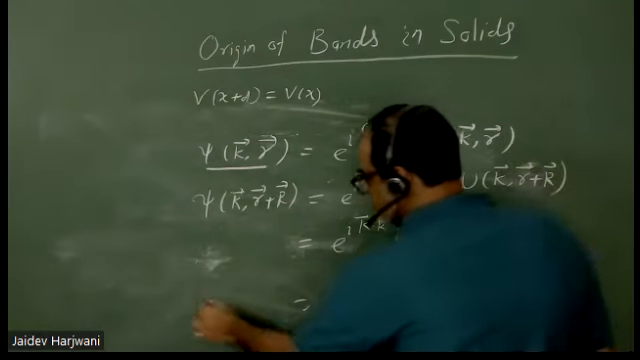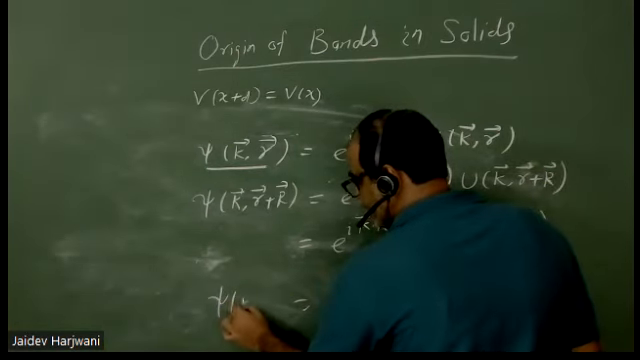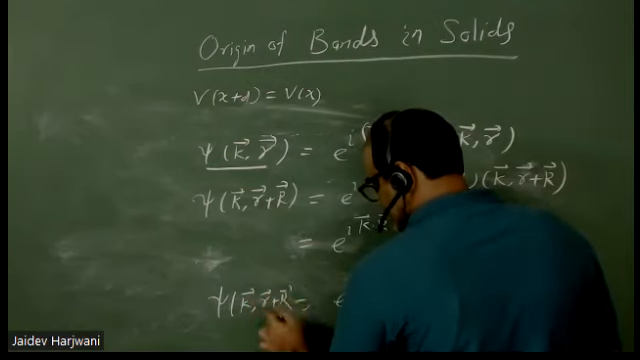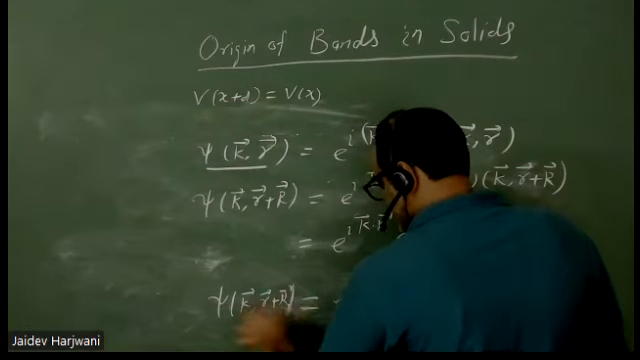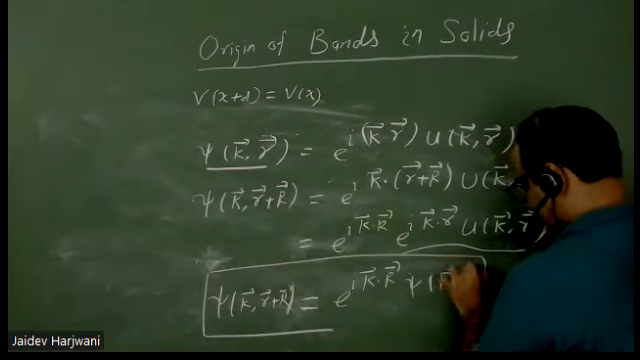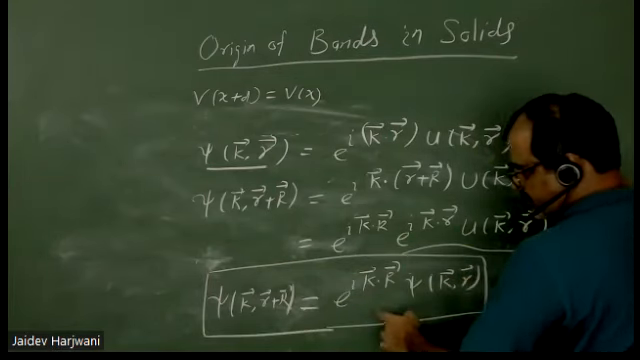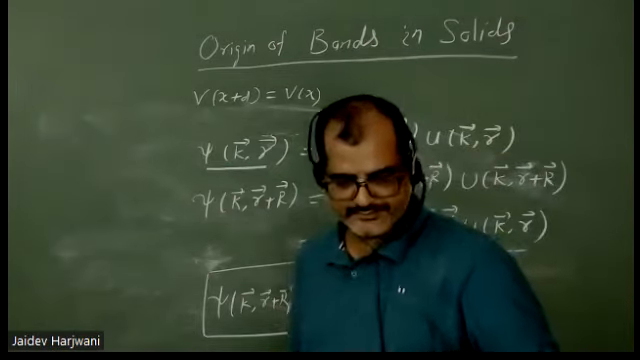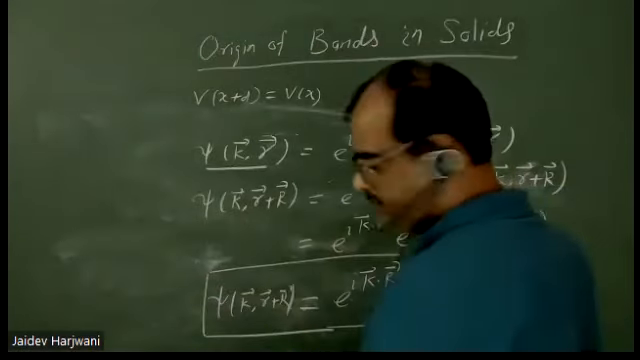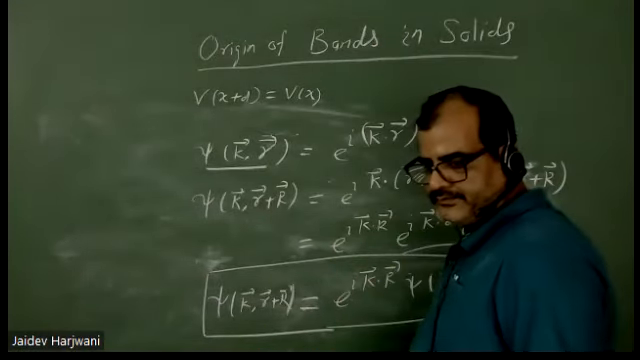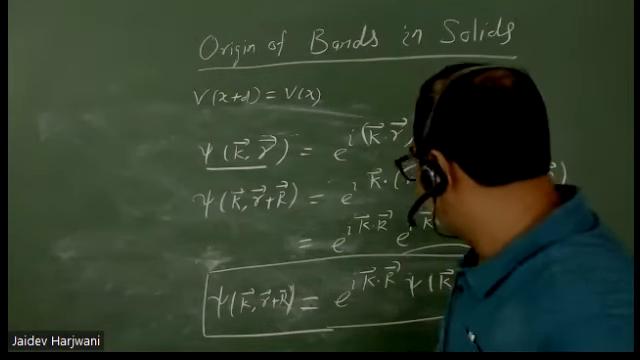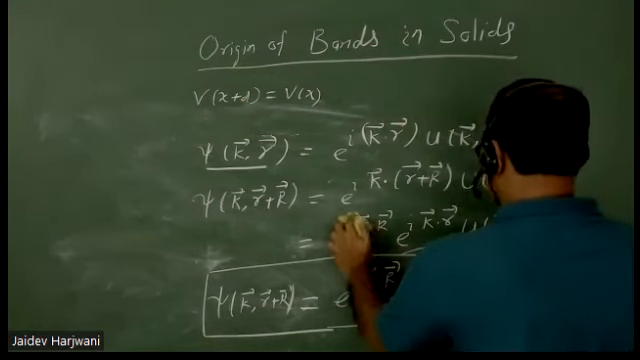So this is psi k of r plus r, which is equal to e to the power iota k dot r times psi k of r. Okay, so what does this equation tell us? Anyone? इस इक्वेशन से हमको क्या पता चल रहा है? So the wave function is not periodic now. How? Because e to the power i k dot r का एक phase factor आ रहा है.